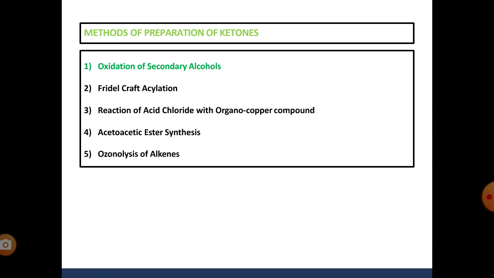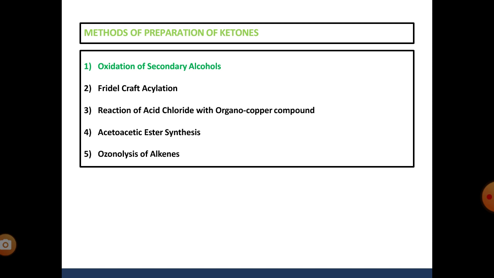In an aldehyde there is a carbonyl group and one alkyl group, while in a ketone there is one carbonyl group and two alkyl groups. Now we are going to study the methods of preparation of ketones.